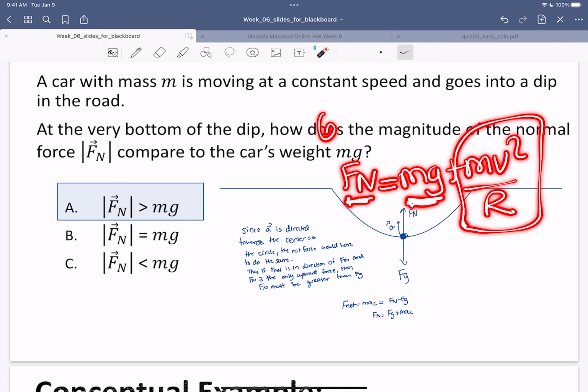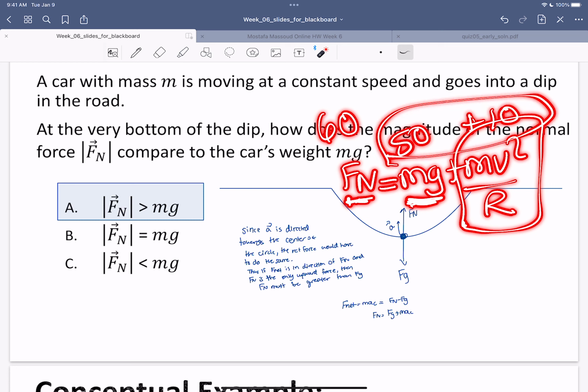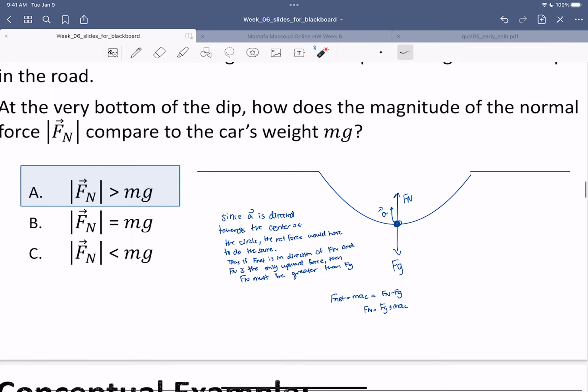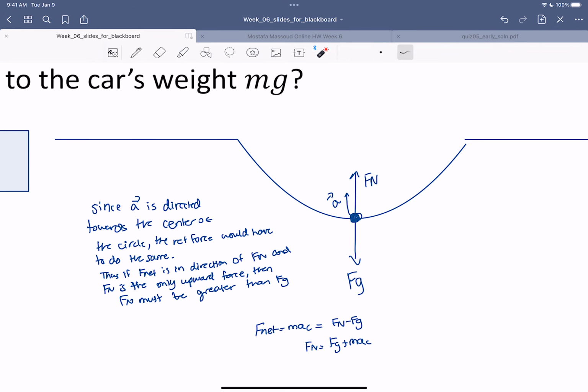Because if this was 60 newtons and this was 50, and this is 10, for example, you can see that these kind of combine to make this larger force. So mg, the force of gravity, would have to be less. And that makes sense too in terms of free body diagrams.